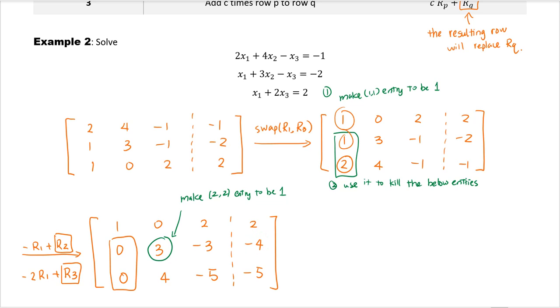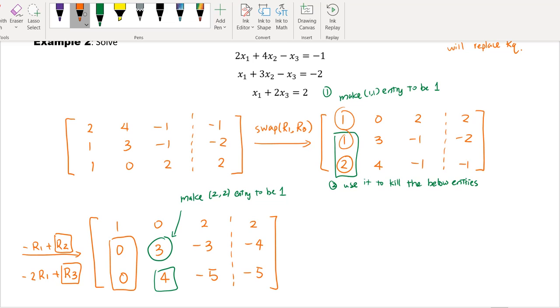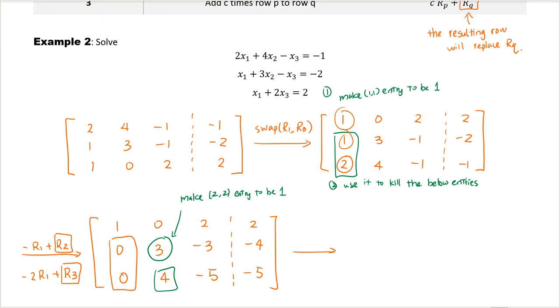Is there any way we can get 1 here? Look at this 4. You have 3 and you have 4. How do you get 1? We know 4 minus 3 is 1. So how do we get 4 minus 3? Well, we're using row 3 minus row 2, and we want to replace row 2 with the new resulting row. So that's why row 2 is in the second place. So this is good.